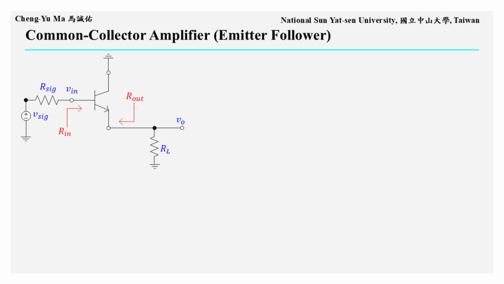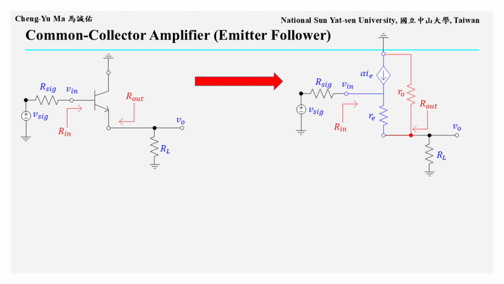Next, we introduce the last BJT amplifier configuration, the common collector amplifier. This circuit is also called an emitter follower. The signal source is connected to the base terminal, and the load resistance RL is connected to the emitter terminal. Again, we insert the T-model small signal equivalent circuit for the BJT. The equivalent circuit is shown on the right.